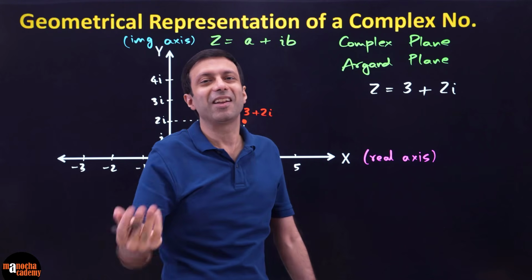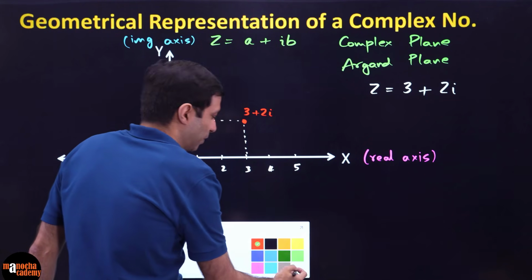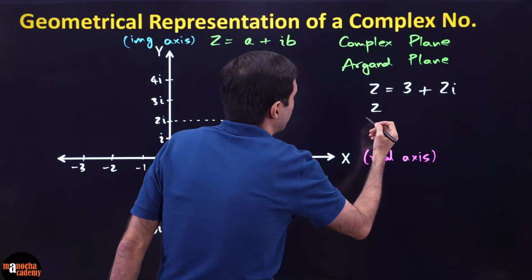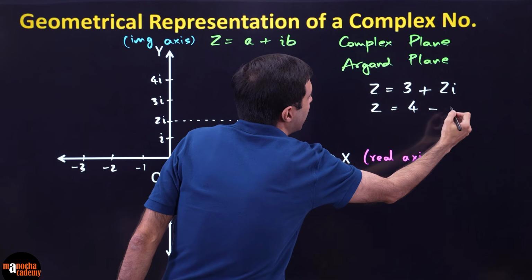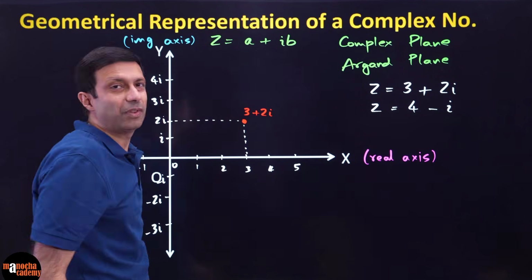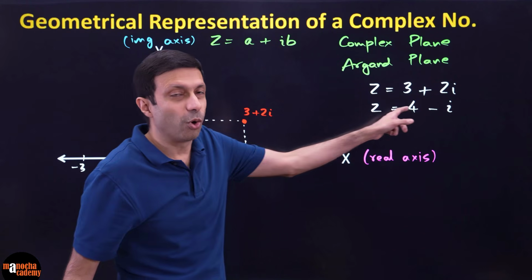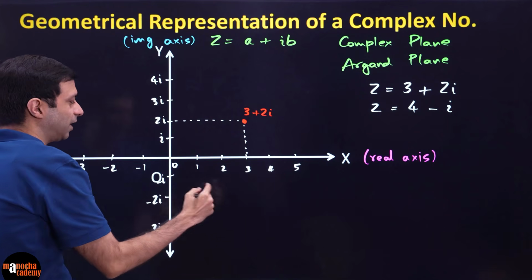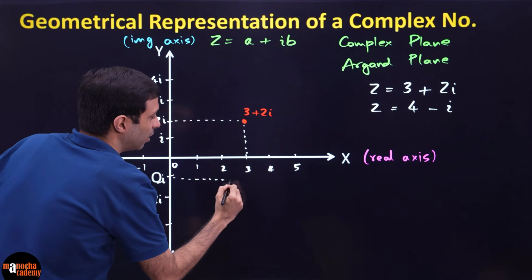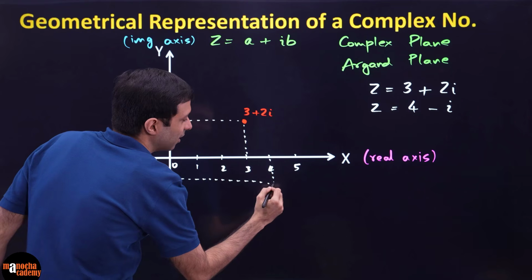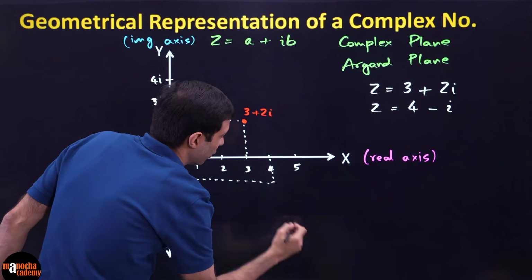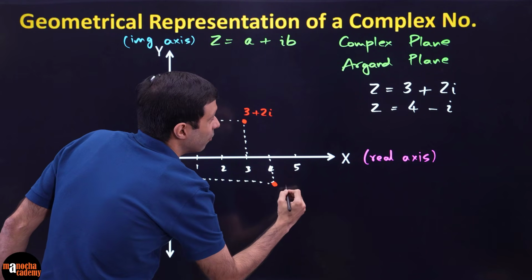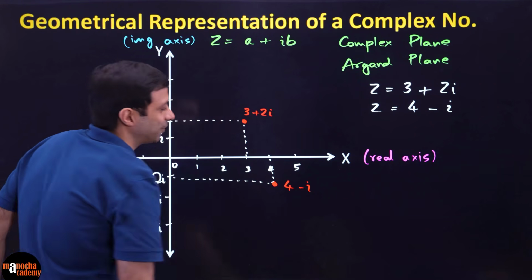Clear? Let's take another example. Let's say you take a number like this, Z equal to 4 minus i. Where will this number lie? So you go 4 on the real axis, 1, 2, 3, 4, minus i, minus on the negative imaginary axis. And here you can see your number will be here, 4 minus i.